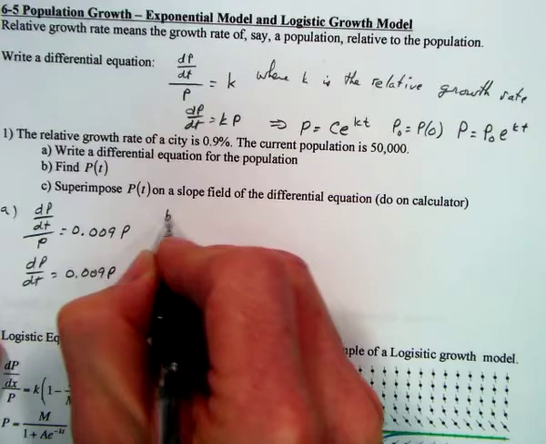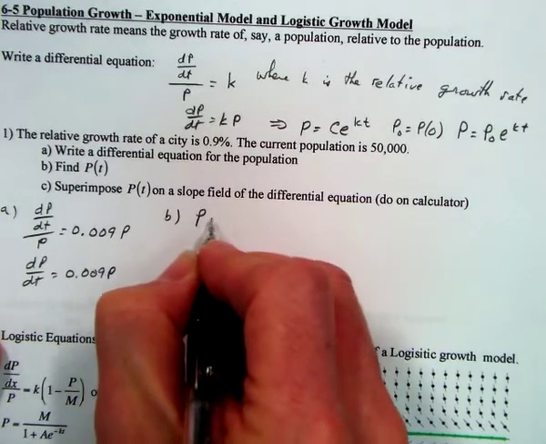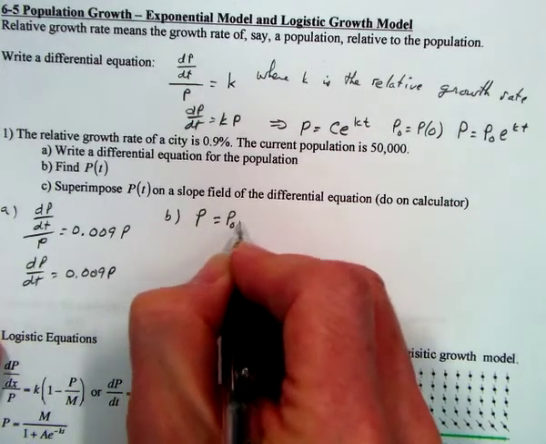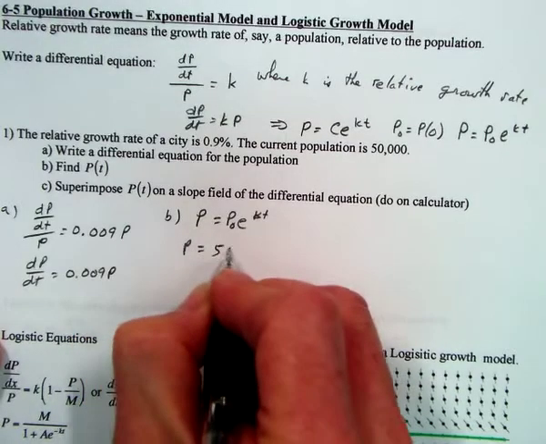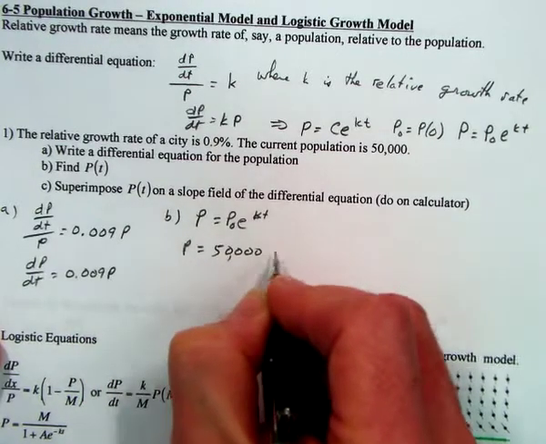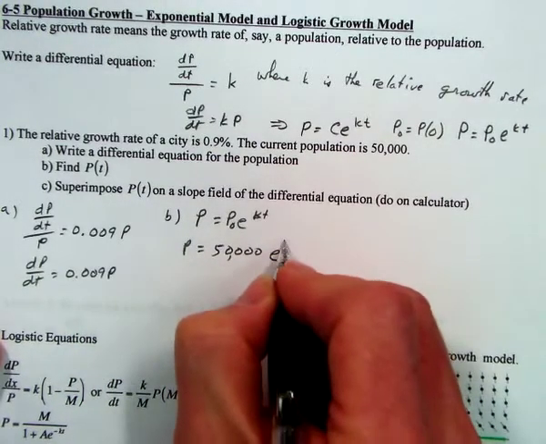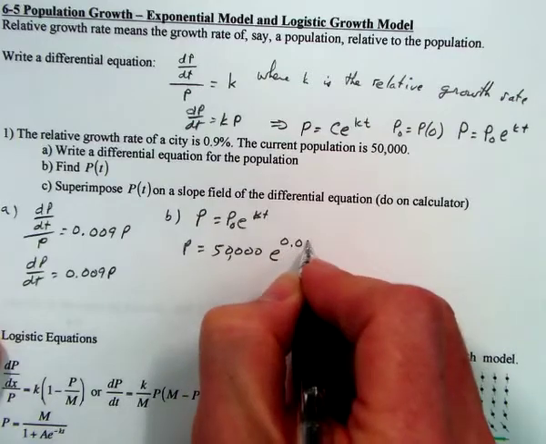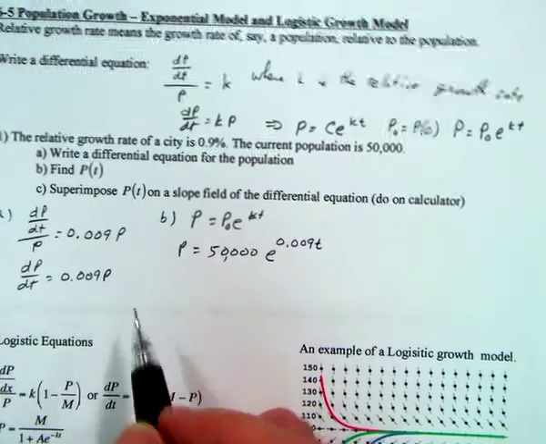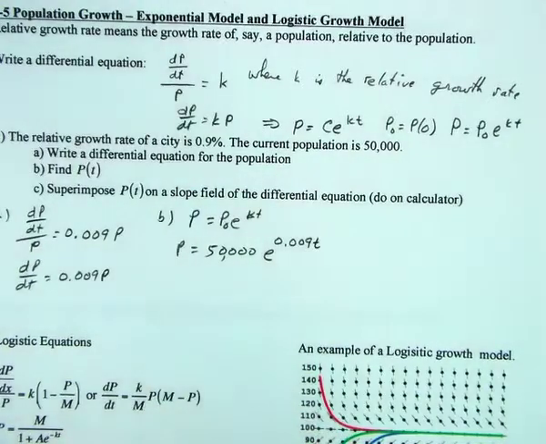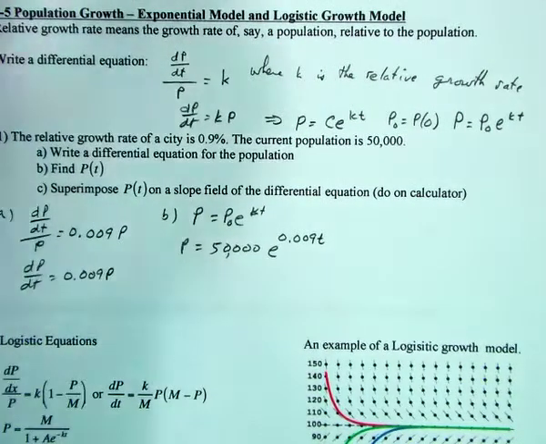Now we're going to find the equation. We can go straight to P equals P sub 0 e to the kt, or in other words, P equals 50,000 e to the 0.009t. Now, I'm not going to re-derive that equation we've done multiple times. It is just something you have to know.